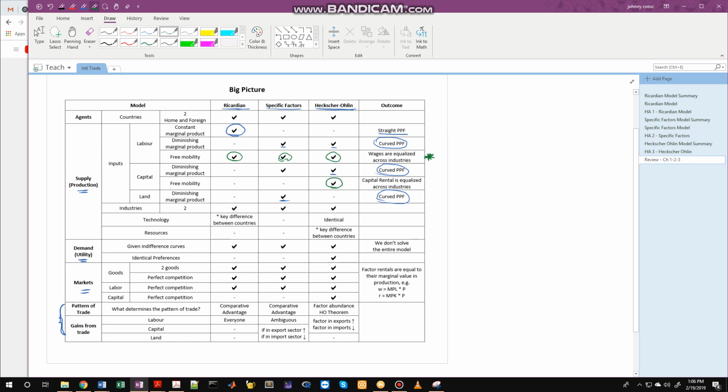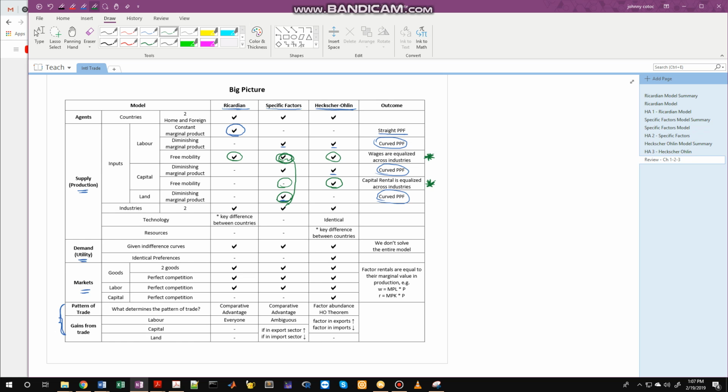We see that in the Heckscher-Ohlin model, or in the HO model, capital is also free to move across industries. That's why we think of it as a long-run model. This is not the case in the specific factors model, and that's why the specific factors model basically has two different types of capital, in a sense, that cannot change from one industry to another.